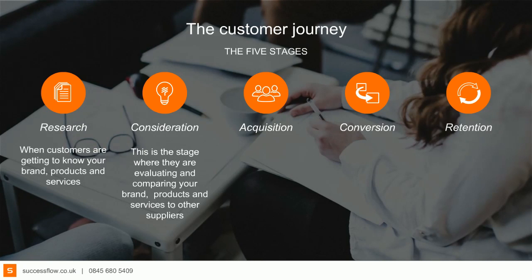Then moving into the consideration stage, this is where they're starting to evaluate products, brands, companies, services, starting to do a little bit more investigation. So you're trying to get into that shortlisting phase. If they've researched and found a few things that they're interested in, they're starting to consume more content, and shortlist down towards the acquisition stage.